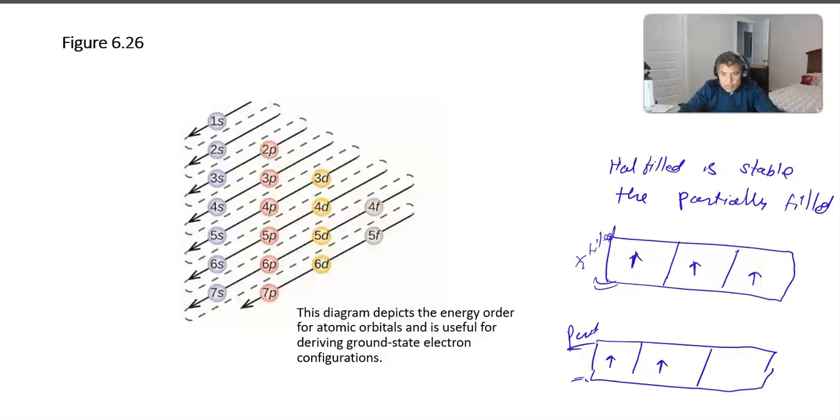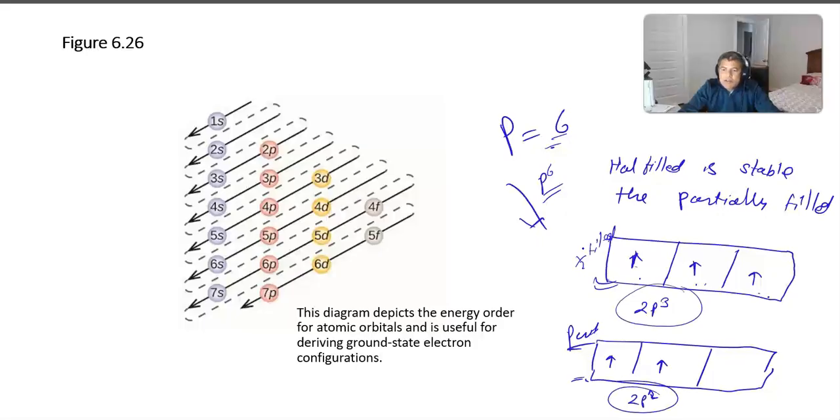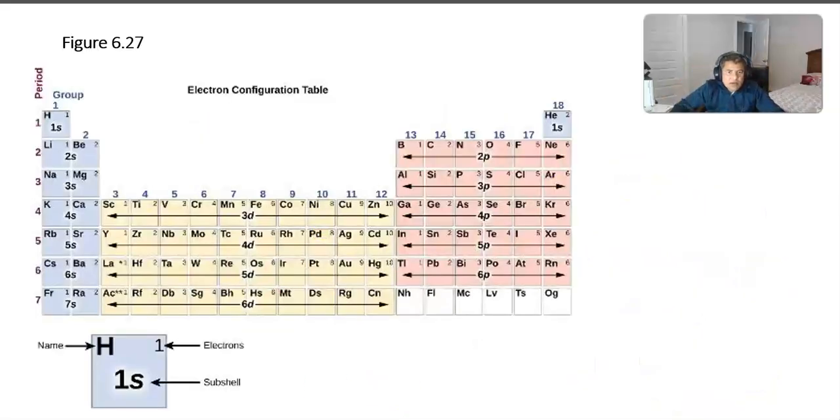Because p orbital can have how many? 6, right? 2 here, 2 here, 2 here. Total 6. P can have maximum 6 electrons, but you have how many? 1, 2, 3. That's why p6 is most stable. For example, 2p6. This is 2p3. This is 2p2. So this is the partially filled orbital, and this is half filled orbital. That's why this scenario is more stable than 2p2. So that's the half filled and partially filled orbital.